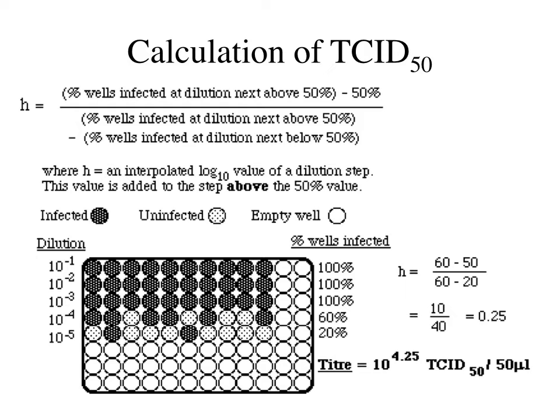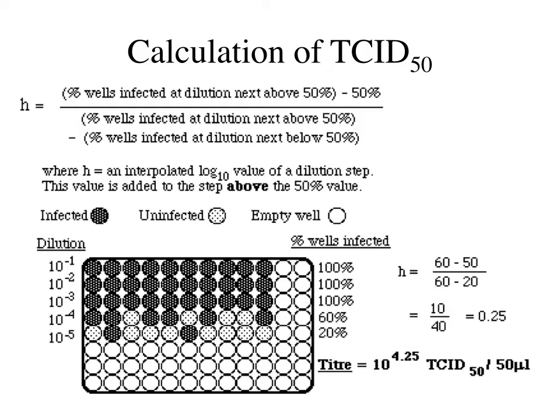and we did. So here you take the number of wells infected at the dilution next above 50%, that's 60, and you subtract 50 from that. And then for your denominator, it's the number of wells at the dilution next above 50%, so 60, and then the number of wells infected at the dilution next below 50%, and that would be 20. So that gives you 10 over 40, or 0.25. So our titer, you see in the bottom right corner what our titer is. So 10 to the minus 4, that dilution got us to 60%.